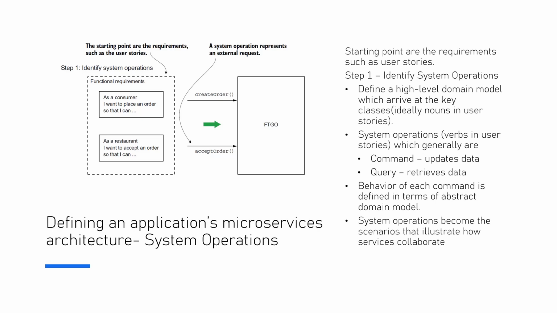Next thing is system operations. Each of the classes is going to be doing something. They're either going to be updating data or retrieving data. That's where the system operations come in, and the way to identify system operations in your user stories is to look for verbs. Nothing too complicated. Third, the behavior of each command is defined in terms of an abstract domain model. Fourth, system operations become the scenarios that illustrate how services collaborate. That eventually leads to how services really collaborate.